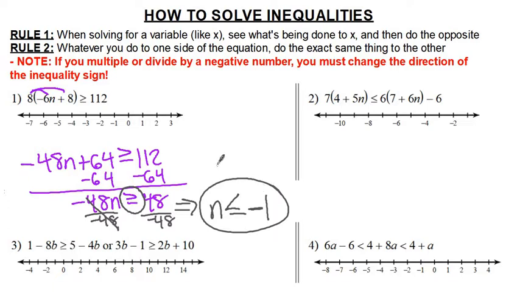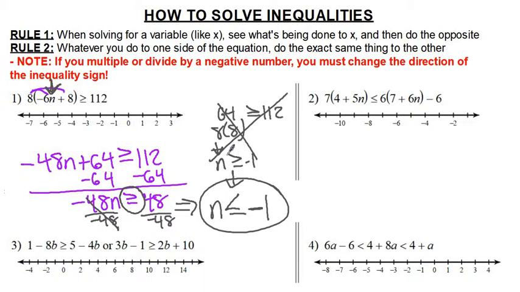You can always check your answer, by the way. Suppose you had not flipped it. Suppose you did n greater than or equal to negative 1. Just take a number that's greater than negative 1. So let's take 0. If you plug 0 in right here, negative 6 times 0 is 0, 0 plus 8 is 8. So you'd have 8 times 8, which is 64. And the question is, is that greater than or equal to 112? And the answer is no, it's not. On the other hand, if you plug in any number less than negative 1, you will get something true.